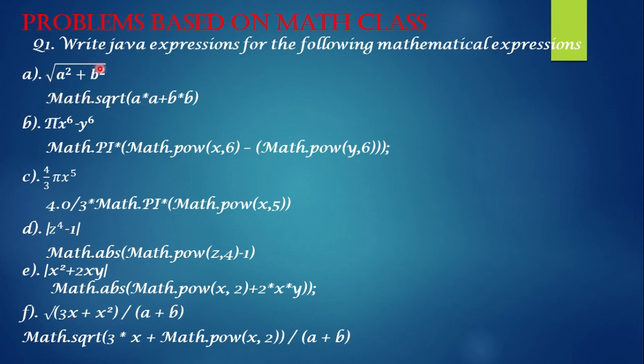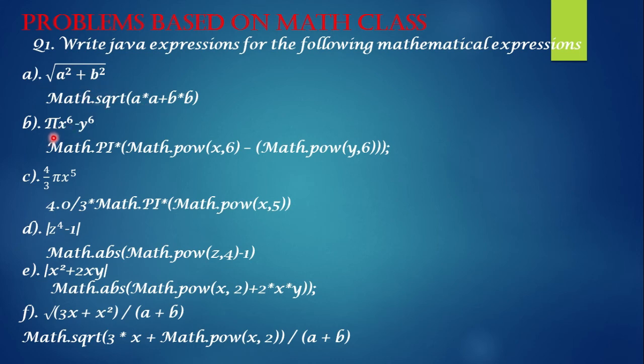See, square root. How to write? Square root of a square plus b square, that is the question. So you will write Math.sqrt. Why Math.sqrt? Because to calculate the square root, we have this function. What is that function? Math.sqrt. I have written that. Then a square: a into a is a square, plus, I have kept like this. Then b square. B square means b into b. So this is the way you need to write. These things you need to write in your copy.